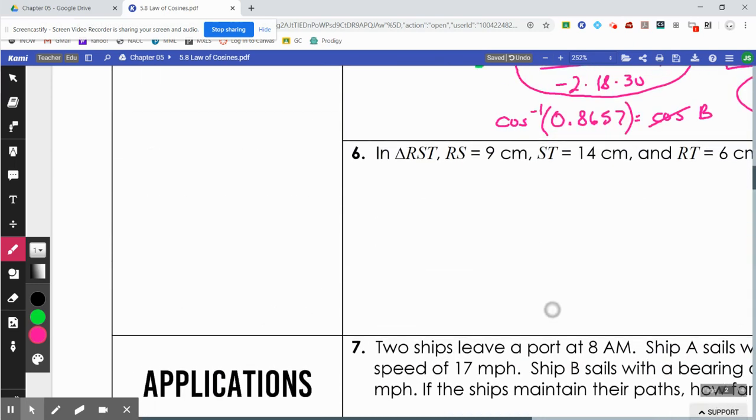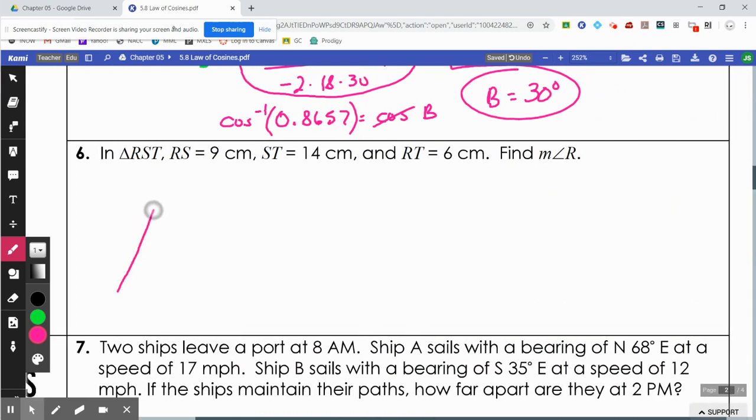So we might try to use that on this next one. It says in triangle RST. Now that's weird. We don't have any R's, S, and T's in our formulas, so we might have to change some stuff up here. But in triangle RST, RS is 9, ST is 14, and RT is 6. Find the measure of angle R. This is our unknown right here. Well, again, that doesn't match our formulas. That's fine. Erase these letters and put any A, B, and C letter you want to. We'll call this A, we'll call this B, and we'll call this C. That way it matches our formulas. It doesn't matter what the angles are called, as long as we understand this is the angle we're looking for.